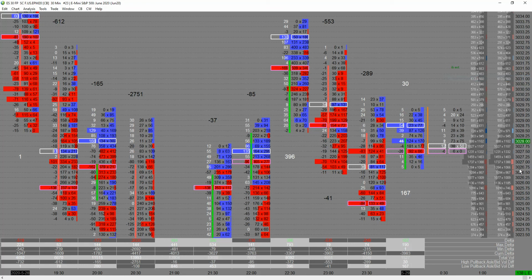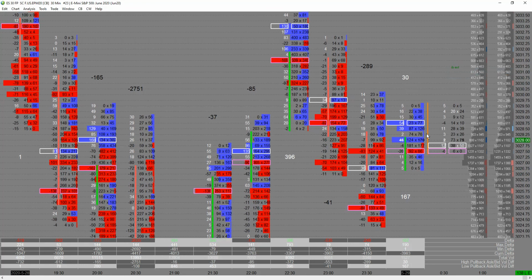So this orange line shows you the auction that occurred right after the newest high. The newest high was at 30.29.50.